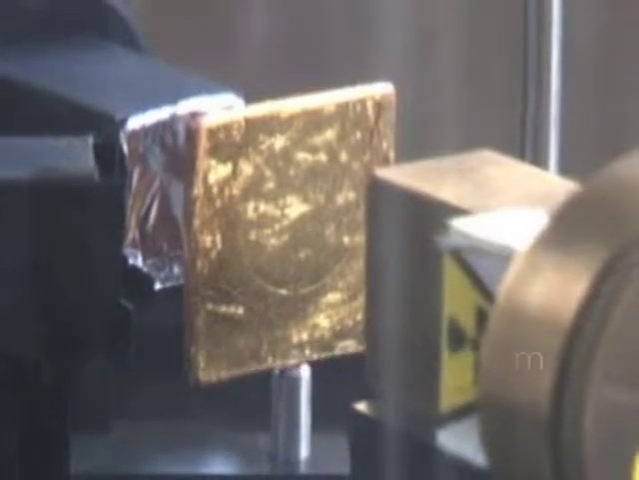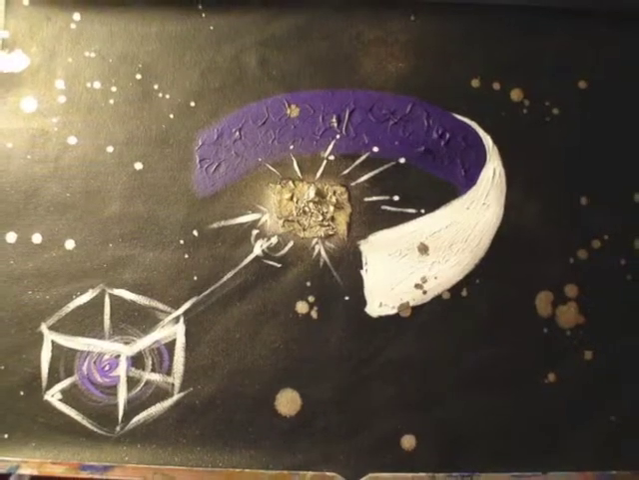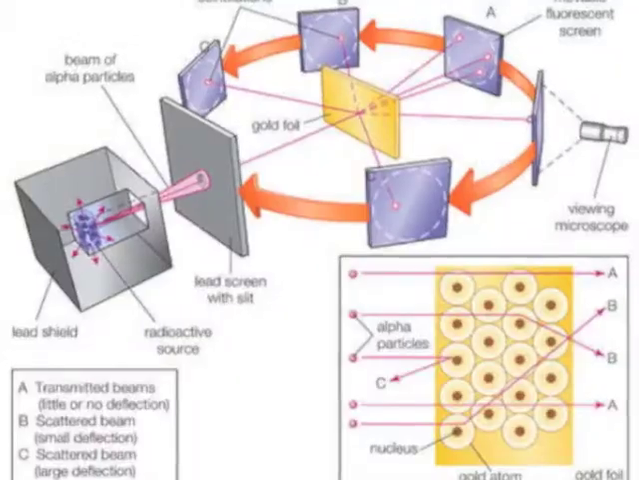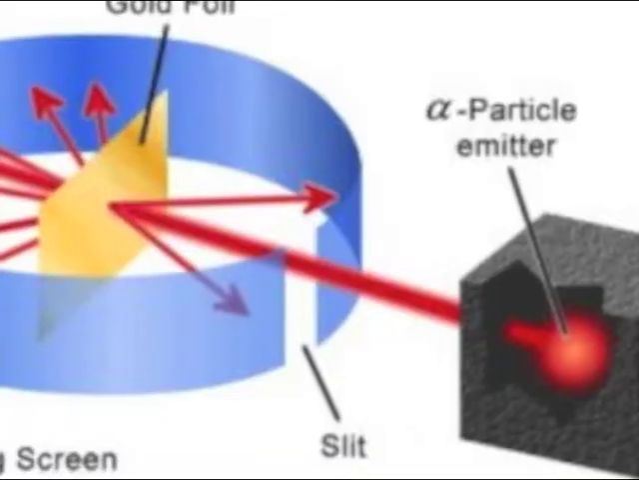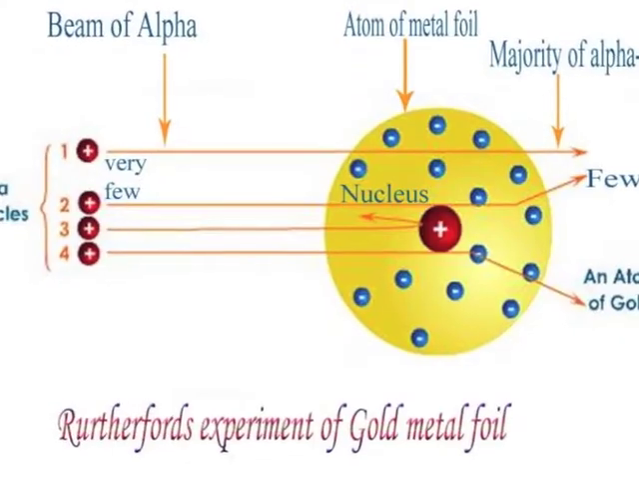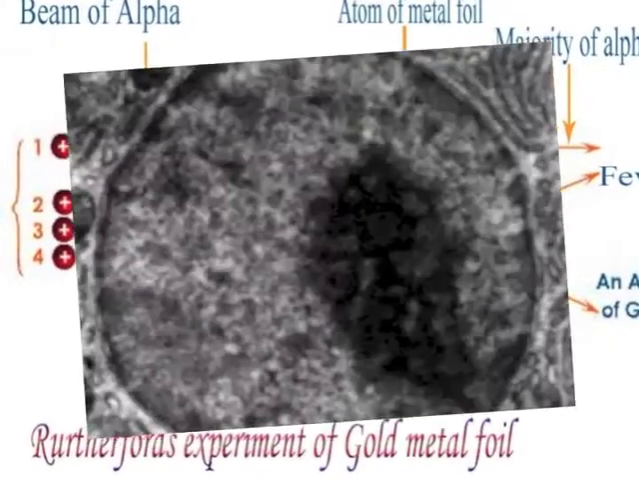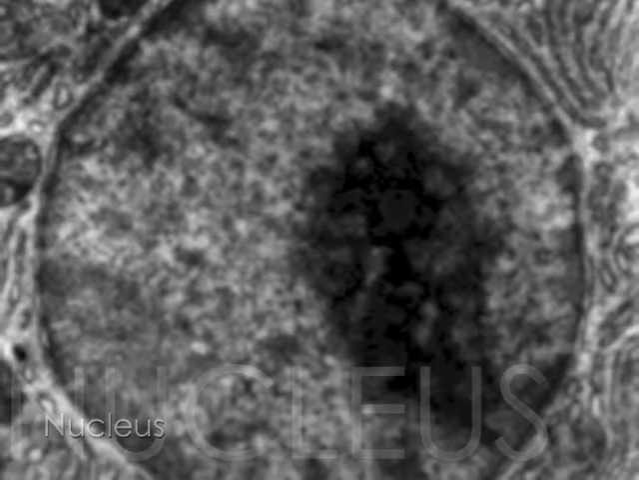Based on the experimental results, the new model had the features of a relatively high central charge, concentrated into a very small volume in comparison to the rest of the atom, with this central volume also containing the bulk of the atomic mass of the atom. This region would be named the nucleus of the atom in later years.